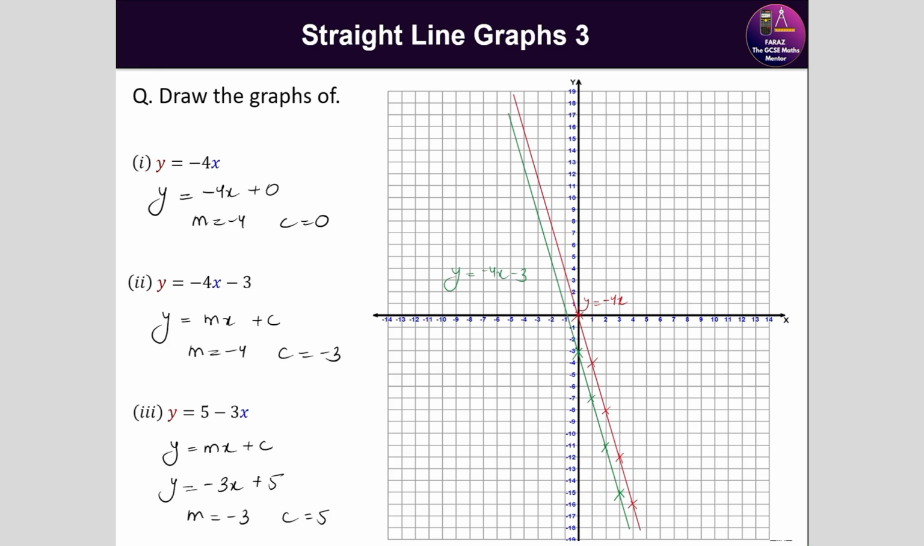So we start at 0, 5. We start at 0, 5, has to be there, and go across 1, down 3. So across 1, down 3, 1 2 3, this way. Across 1, down 3, 1 2 3, and again across 1, down 3, 1 2 3. Now join these coordinates with the help of a ruler.